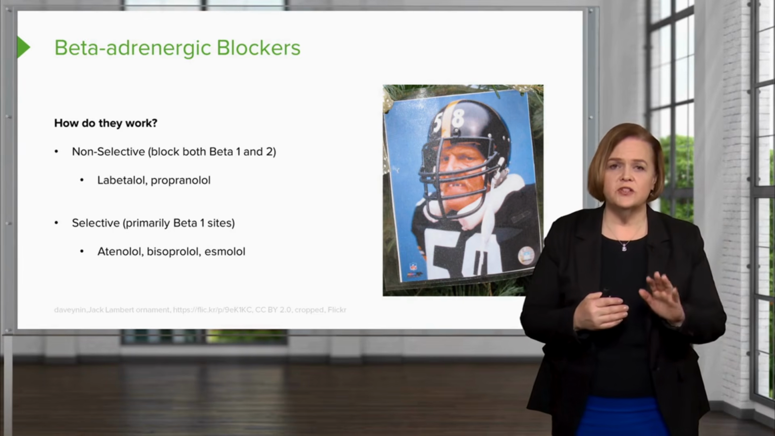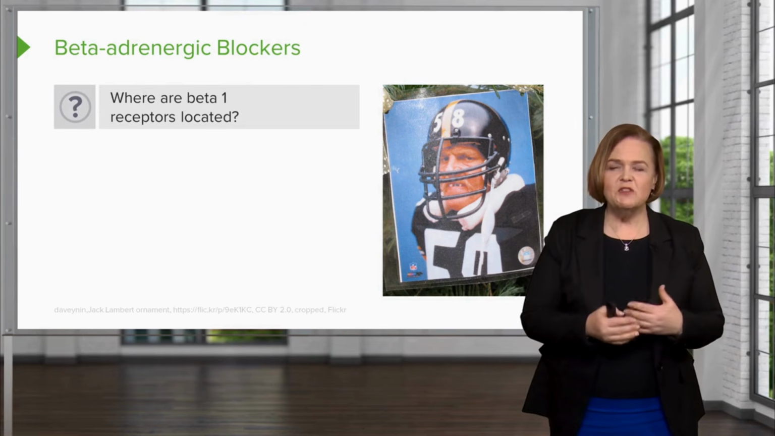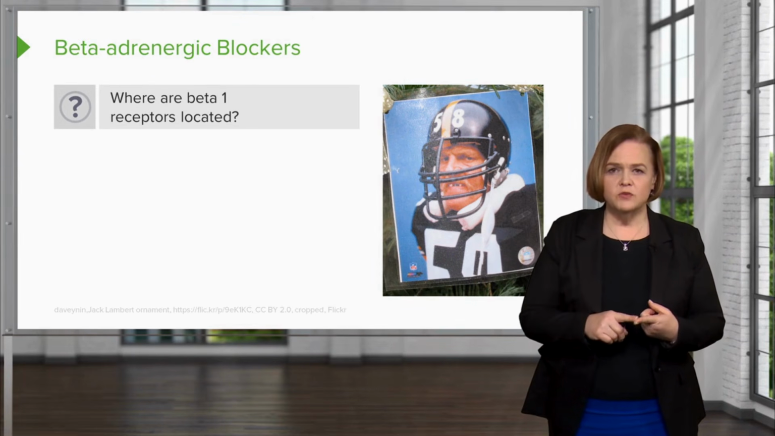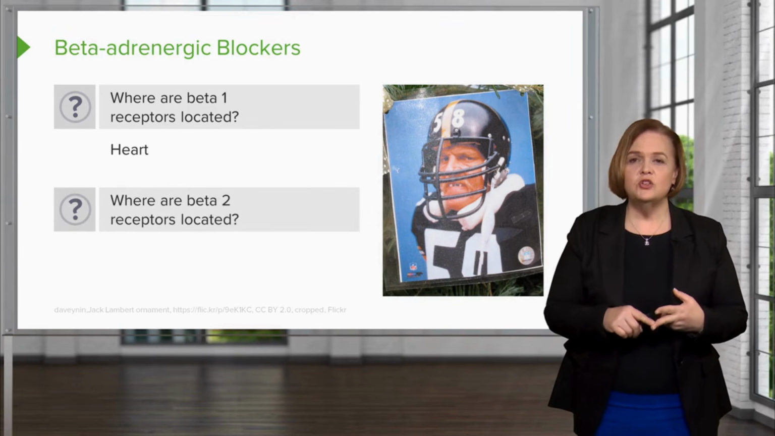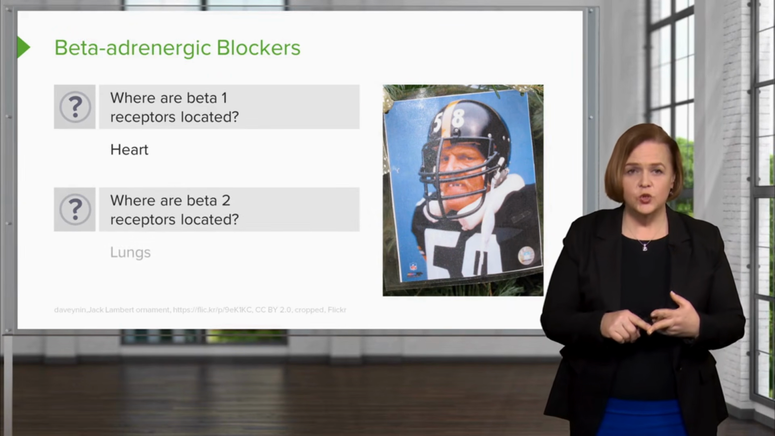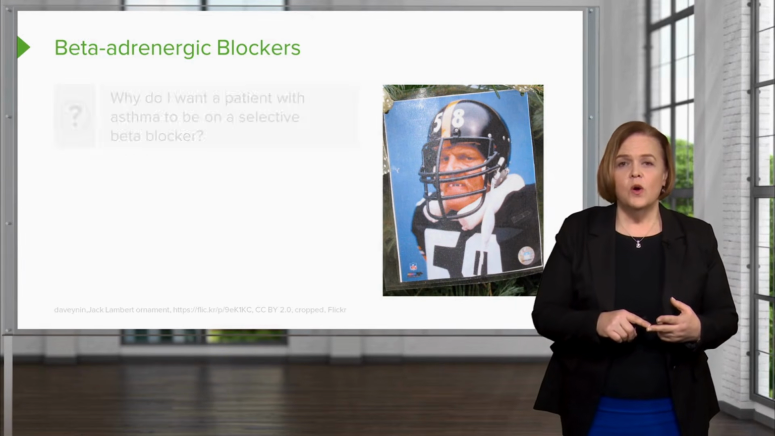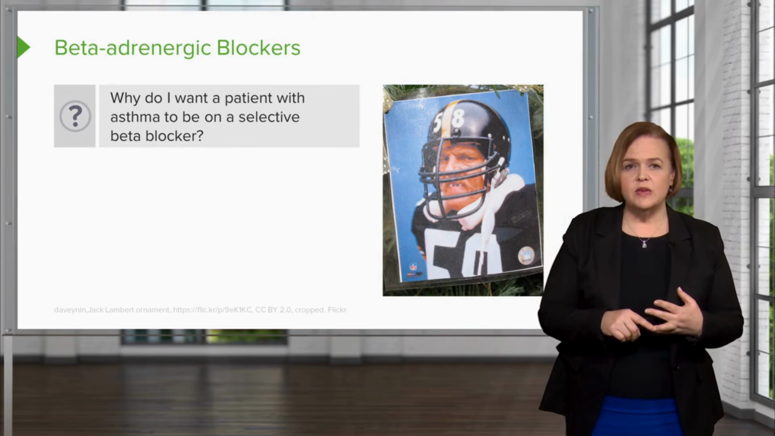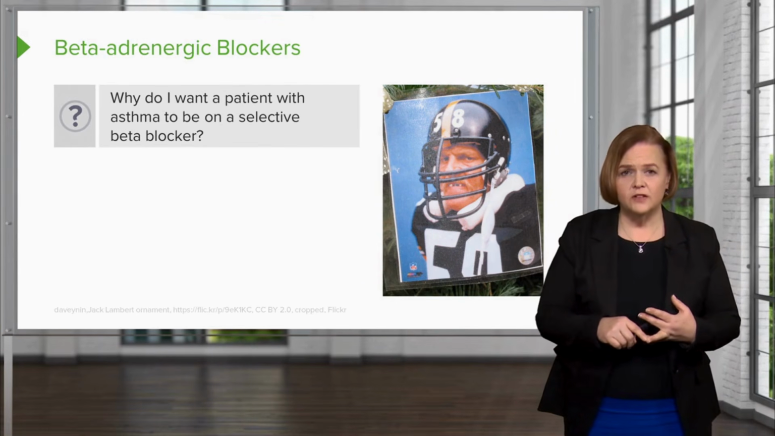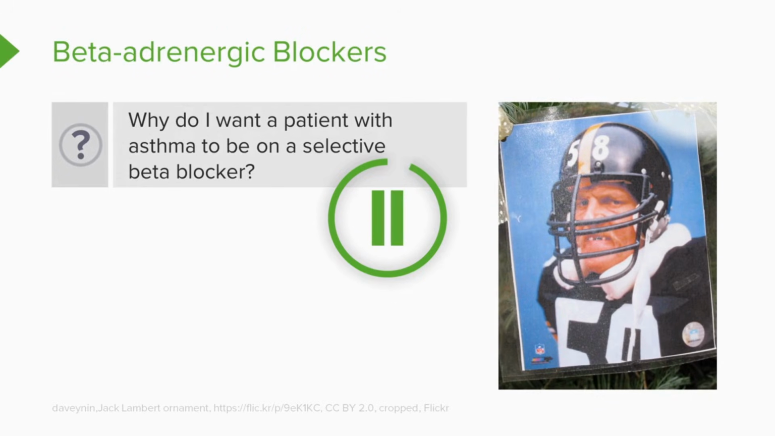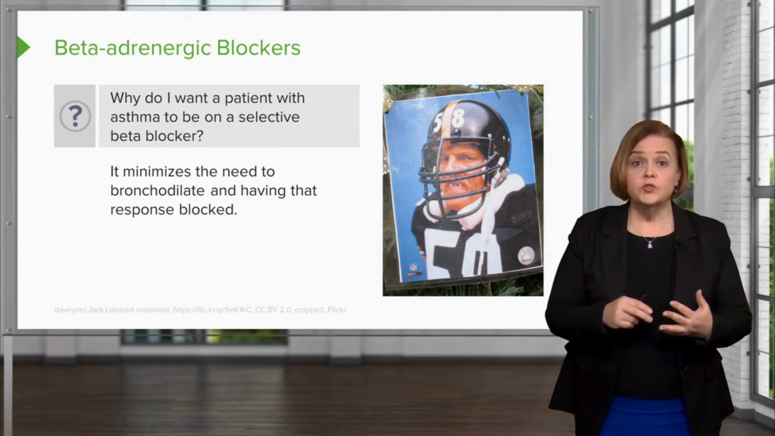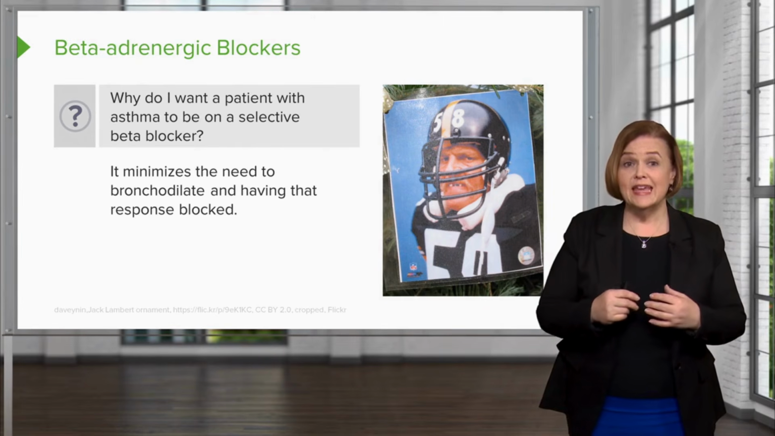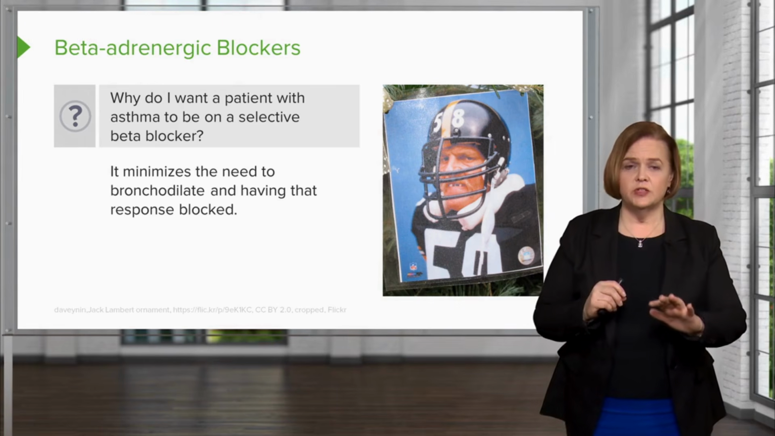So let's pause for just a minute and focus on a question. Let's see if you can remember some easy things. Where are beta 1 receptors located? Good, on the heart. Where are beta 2 receptors located? Good, on the lung. Why do I want a patient with asthma to be on a selective beta blocker? Remember, the benefit for being on a selective beta blocker is we're going to minimize the risk of that asthma patient needing to bronchodilate and having that response blocked.